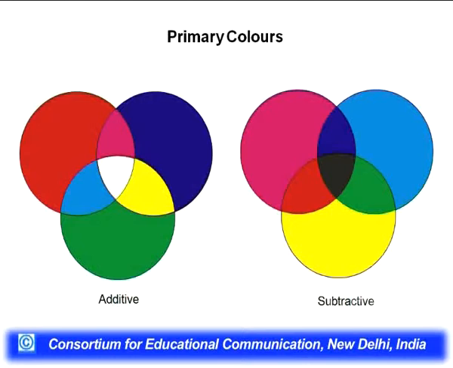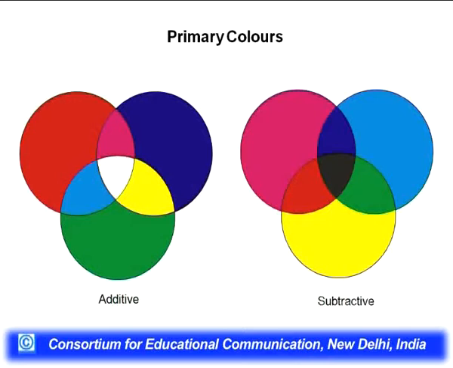Now compare these additive colors and subtractive colors. When two primary colors of light are combined, they produce a secondary color. These secondary colors become the primary colors of pigment. Red combined with blue produces magenta. Magenta is a primary color of pigment. Blue and green combined produce cyan. Cyan is a primary color of pigment. Green and red combined produce yellow. Yellow is a primary color of pigment.